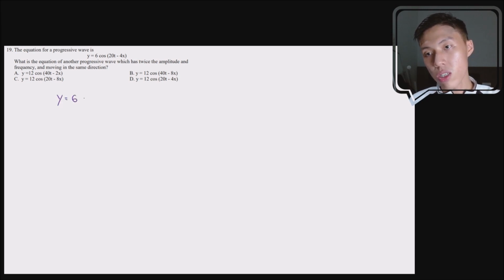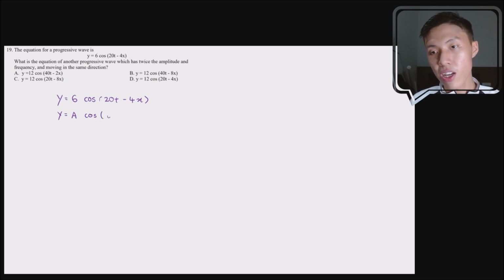So let's copy down the first equation first. y equals 6 cos(20t minus 4x). If you compare it with the equation for a progressive wave, sorry, not SHM, you know that the amplitude is equal to 6, the omega, the angular frequency or angular velocity, is equal to 20, and the wave number is equal to 4.